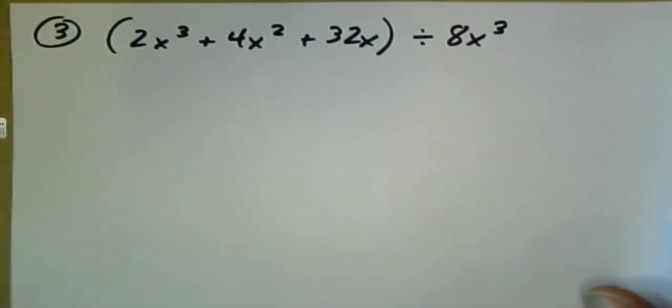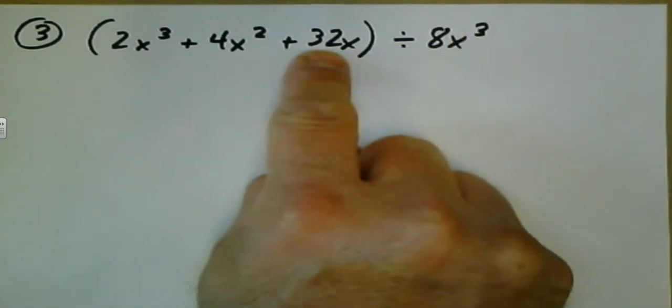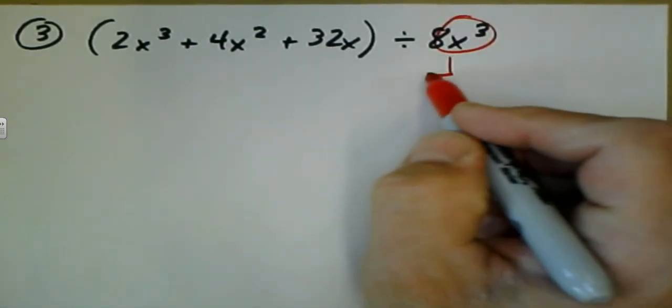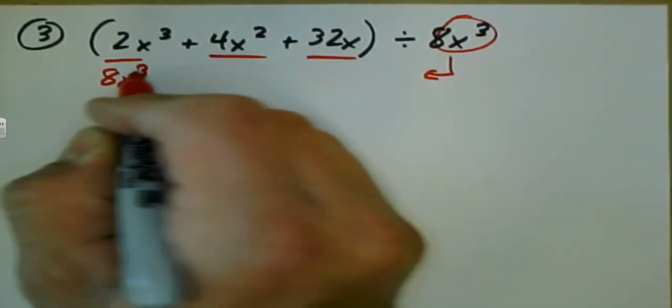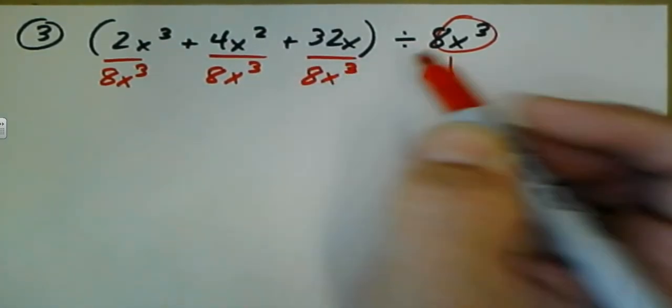This one's a little bit different, so you need to pay attention, because when you have where your exponent is higher than at least 1 or 2 of your exponents, you're going to have a situation that you need to deal with. So once again, we're going to take that whole thing and throw it underneath. 8x to the 3rd, 8x to the 3rd, 8x to the 3rd.